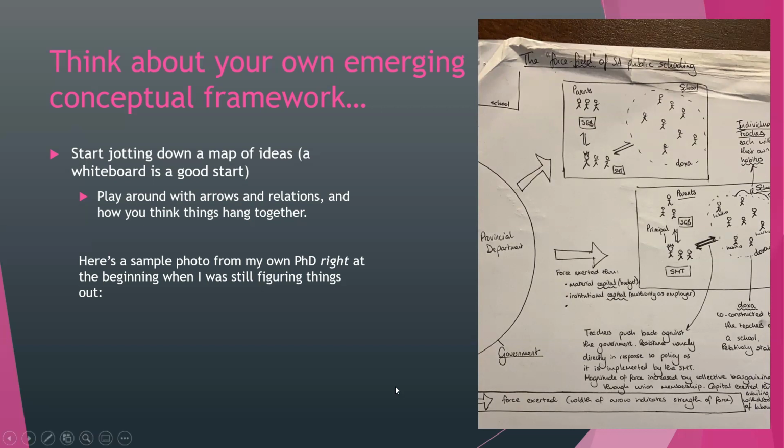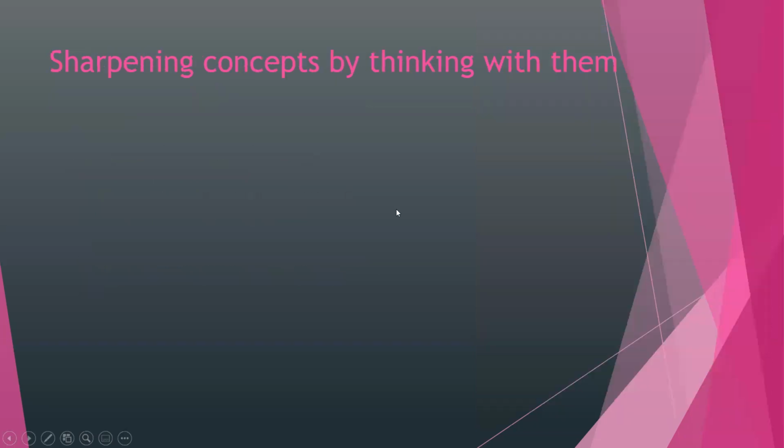It's amazing how much you can start to articulate and then scrutinize your own ideas when you put them on the page and you doodle. The final conceptual framework looked nothing like this. But it's still nice to look back and go, you start a process by drawing and sketching and trying to put into concrete terms what is in your mind. And when you do this, you sharpen your concepts because you start thinking with them.